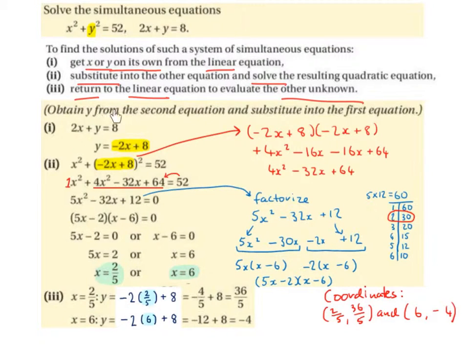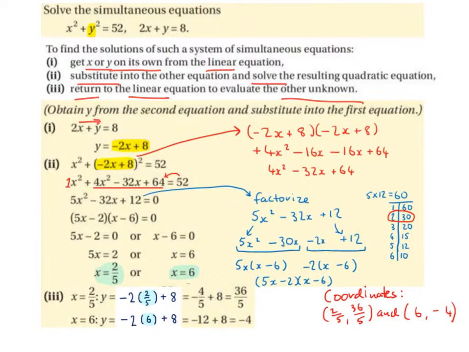So obtain y from the second equation and substitute it into the first equation. So we're going to rearrange this linear equation to get the y on its own. So all we have to do is bring the 2x over the equal sign and it becomes a minus 2x. So we get y equals minus 2x plus 8. So then we're going to go to our other equation and we're going to swap that y for minus 2x plus 8 with brackets around it.